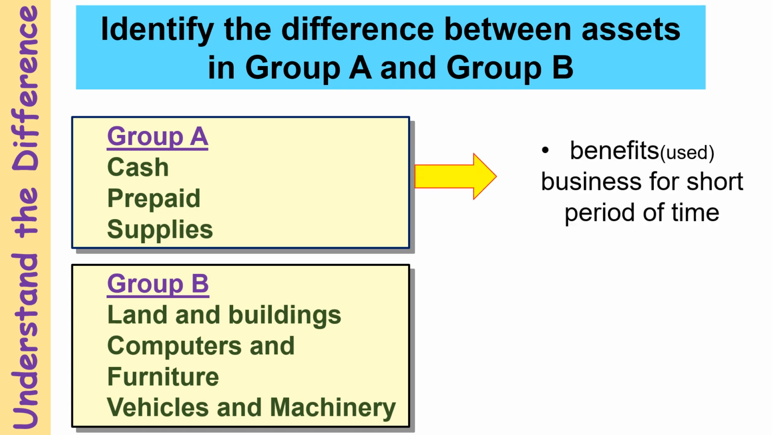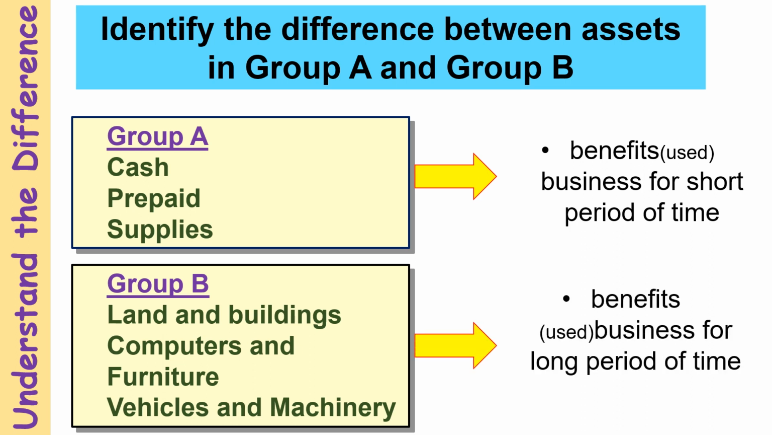Now, Group A assets provide benefits to the business for a short period of time, that is less than a year. Take the example of supplies. Supplies include pen, paper, folders, printing paper, sticky notes, and so on. Now these are used by the business for a short period of time and need to be replaced regularly. So the benefits from supplies is for a short period of time.